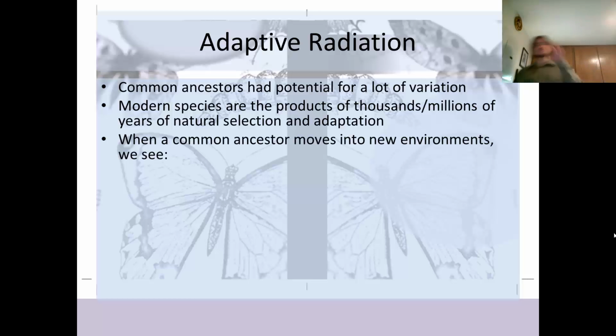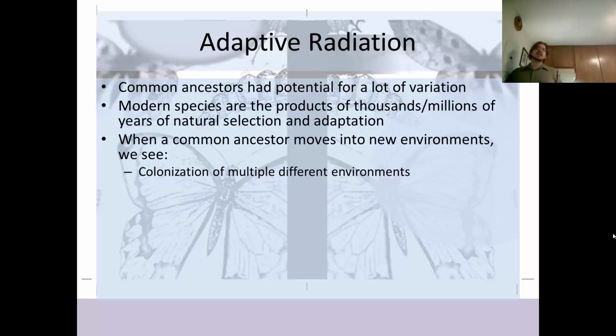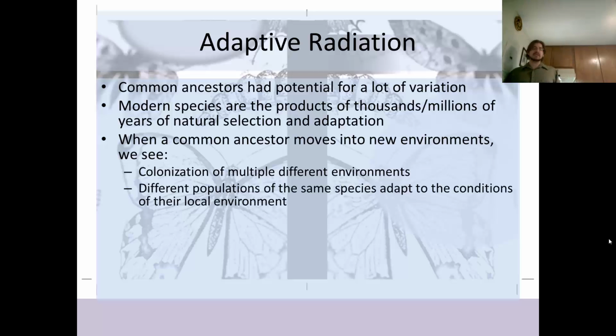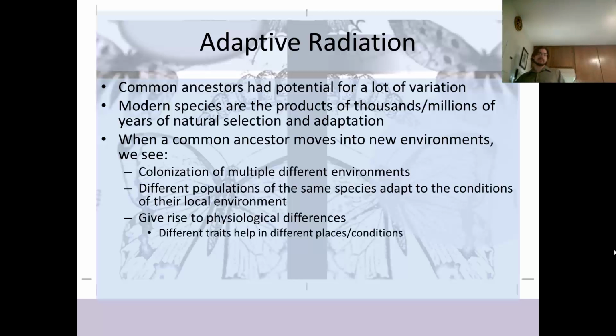When a common ancestor moves into new environments, we see colonization of multiple different environments, obviously. And these different environments have their own local environmental conditions. Our different populations of the same species will begin to adapt to the conditions of their local environment, and this will give rise to physiological differences, because different traits help in different places or conditions.